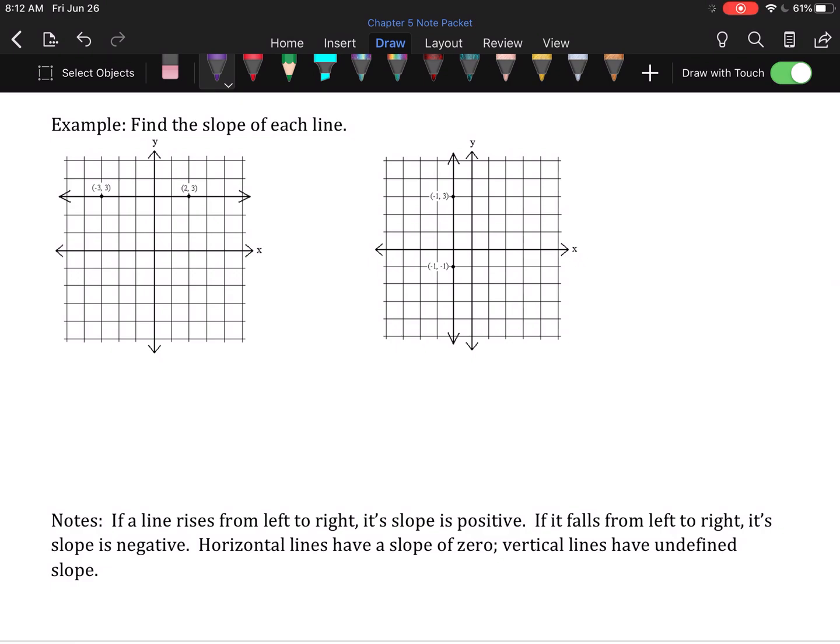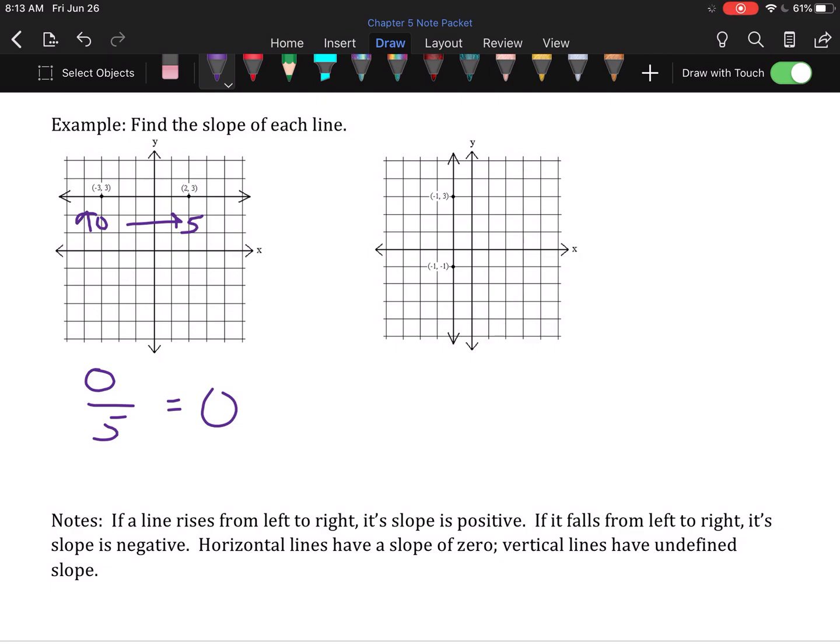Find the slope of these lines. So there are some points marked here. They're a little difficult to read, but that doesn't matter. Here we go up 0, because we don't go up, and we go right 1, 2, 3, 4, 5. So rise over run. 0 over 5 is 0. And that's fine. 0 is a number. 0 is okay. That's a horizontal line. It's flat left to right. It has a slope of 0.